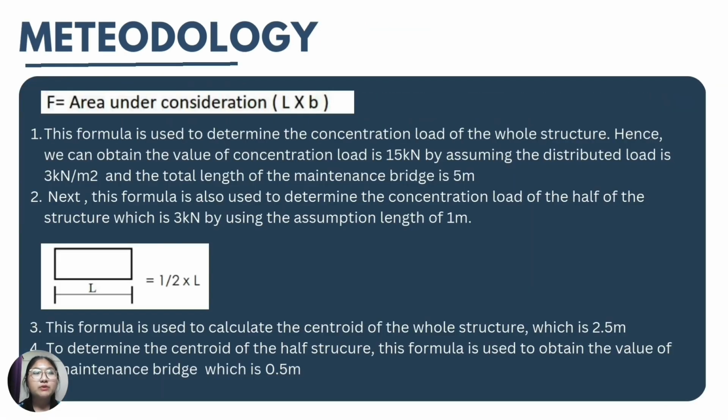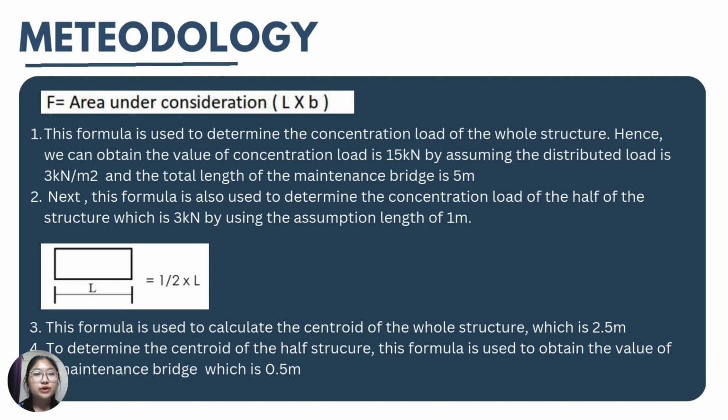Next, we continue to our methodology. Firstly, we used the formula F equals the area under consideration to determine the concentrated load of the whole structure. Hence, we obtain a concentrated load of 50 kN by assuming the distributed load is 3 kN per meter square and the total length of the maintenance bridge is 5 meters. Next, this formula is also used to determine the concentrated load of the half structure, which is 3 kN, by using the assumed length of 1 meter.